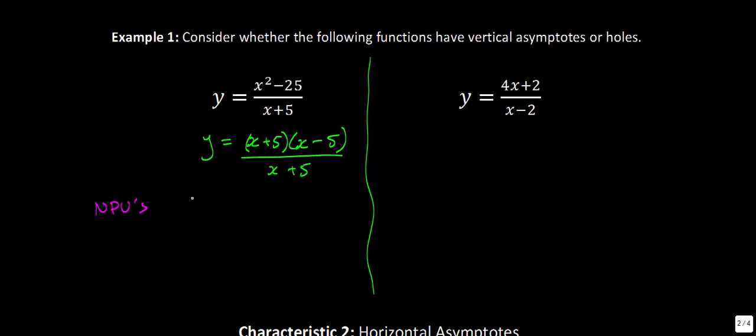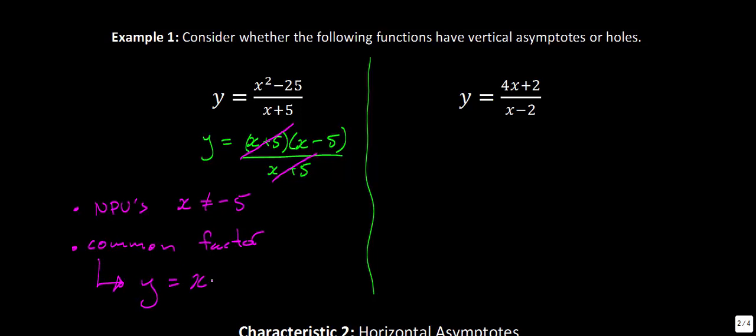So we have an NPV such that x cannot equal -5. That would make that 0. So that we would think right now is going to make a vertical asymptote. But be careful. Notice that these are common factors. So I'll also make that as a note. We have a common factor. And the new equation that it makes is the equation y is equal to x minus 5.